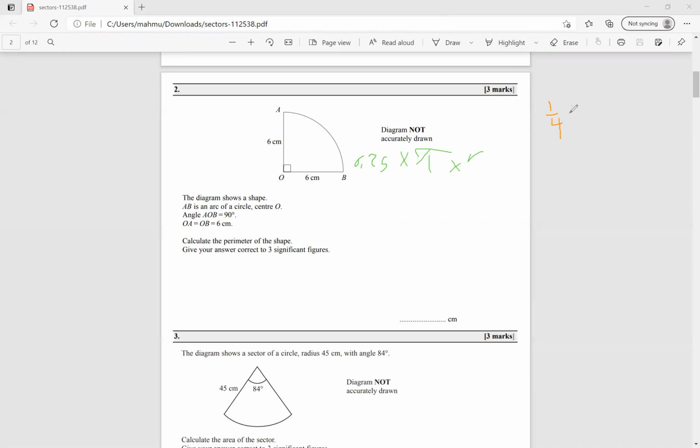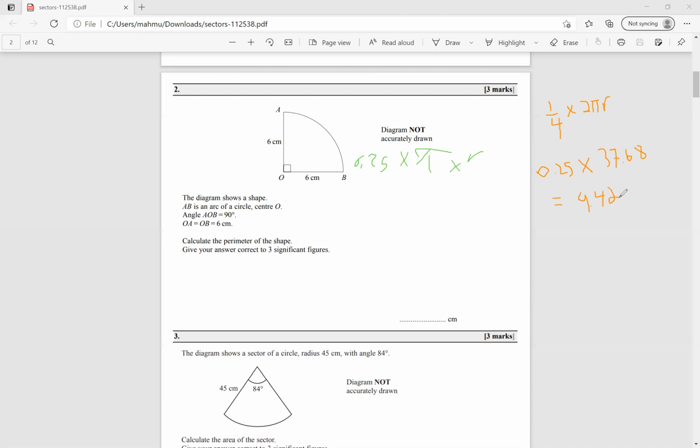1 over 4 times 2 pi r, right? So 2 pi r should give you 2 times 3.14 times 6, which should give you 37.68. Then you times this by 0.25. And your answer should be, oh, that's still wrong, isn't it? Yes, no, your answer should be 9.42. Yeah.